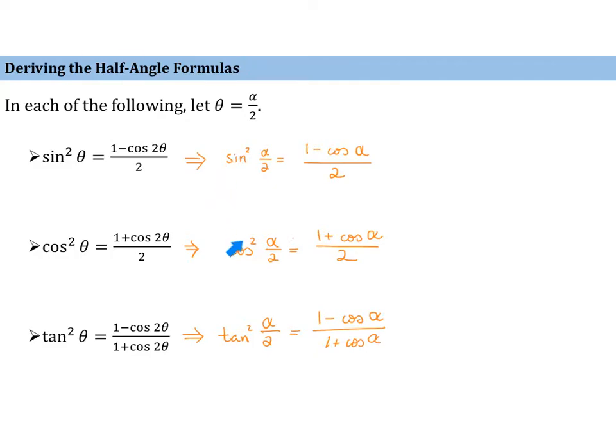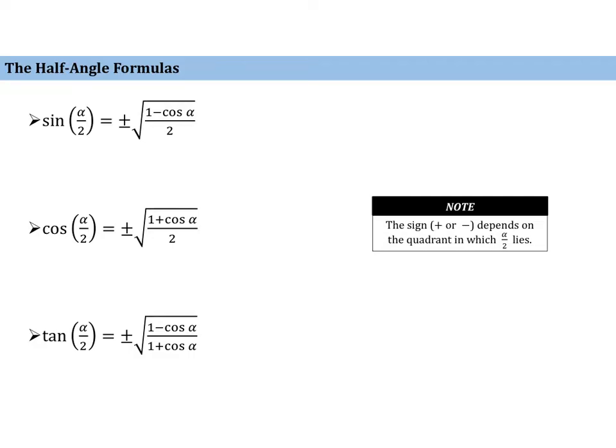Now in each one of these, we will want to take care of the exponent. So instead of sine squared of alpha over 2, we will want just the sine of alpha over 2. So we can take the square root of both sides. But remember, whenever we take the square root of both sides, we must insert a plus or a minus. So here we have our 3 half-angle formulas. In each one of these, they were derived from the power-reducing formulas, and we have this plus or minus in front. And the plus or minus depends upon which quadrant alpha over 2 lies in. So you have to know the quadrant that alpha over 2 lies in.